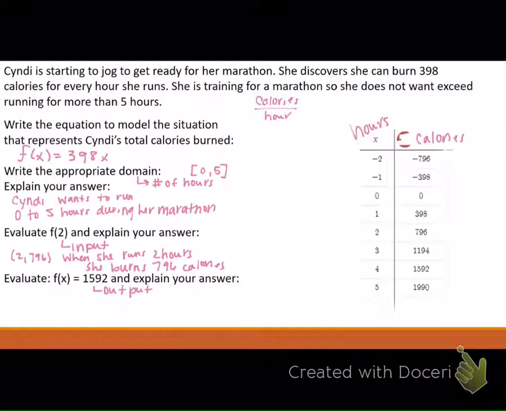What corresponds to our output? Alyssa? So 4 comma 1592. So if she runs for 4 hours, she burns 1,592 calories. What does she eat?